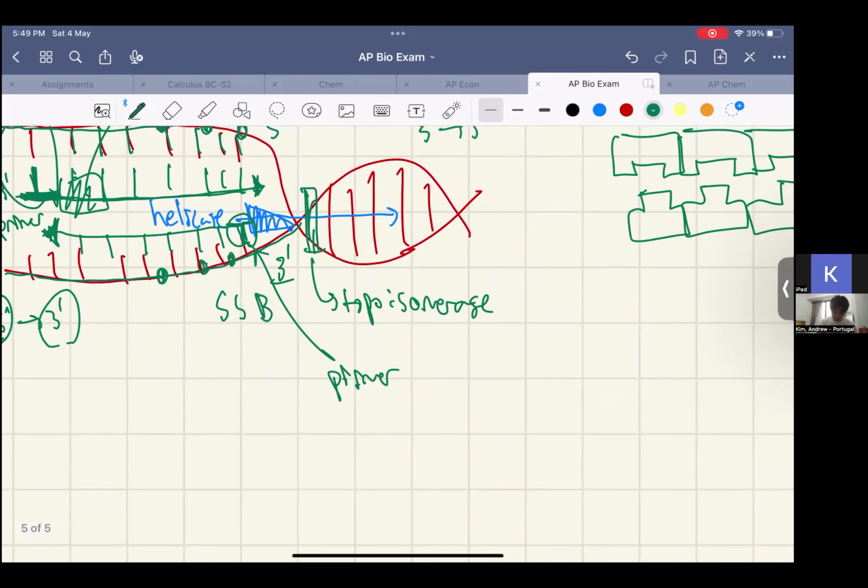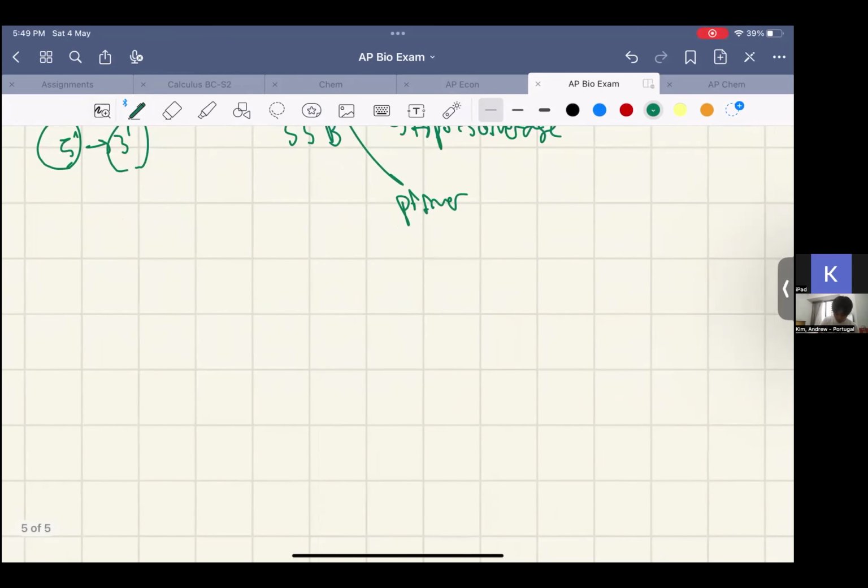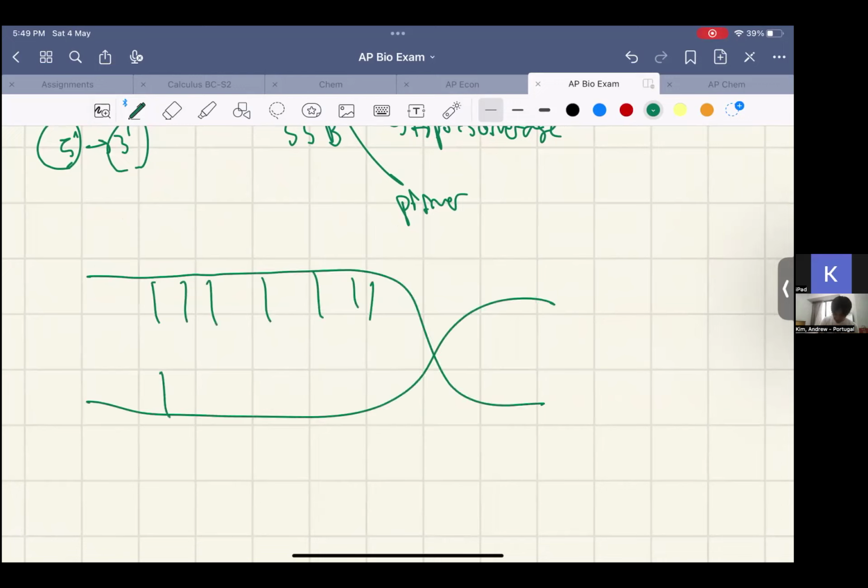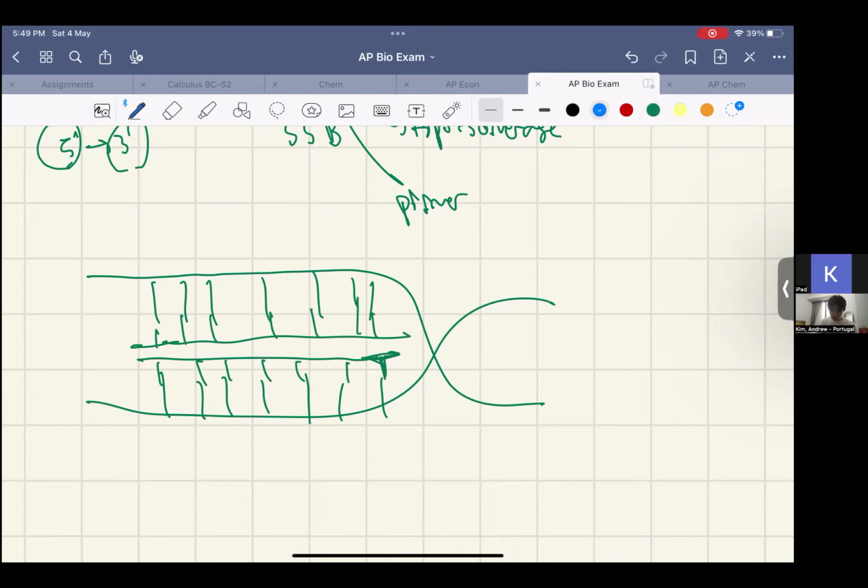Now, what's important is, let's say we have something like this, okay? Primer, and DNA polymerase copied all the nucleotides like this. But once this is done, helicase will rip more of the DNA, right? So what's going to happen is new parts of the DNA will be unwound like this.